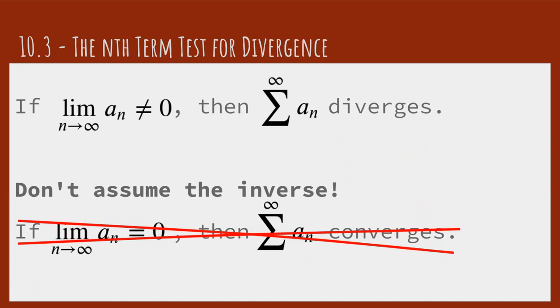A lot of people will assume that if the terms do approach zero, the series has to converge. I'm going to use a very common example, called the harmonic series, to show that we can have a series where the terms get really, really small, but the sum still grows without bound. It gets as big as we want it to be, even though the terms are approaching zero.